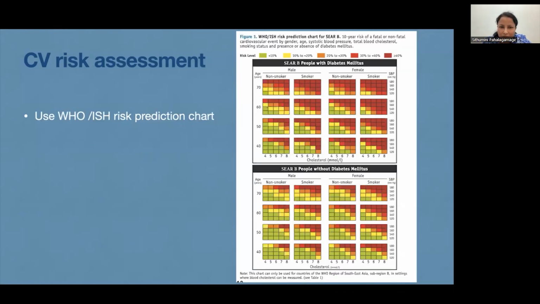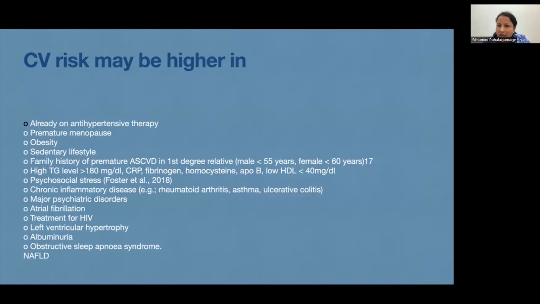In using these cardiovascular risk assessment tools, you saw that they took into account diabetes, hypertension, cholesterol levels, and smoking. But there are several other risk factors that can modify our total cardiovascular risk. So we have to keep in mind that the actual value may be higher than what we calculate using the risk scores.